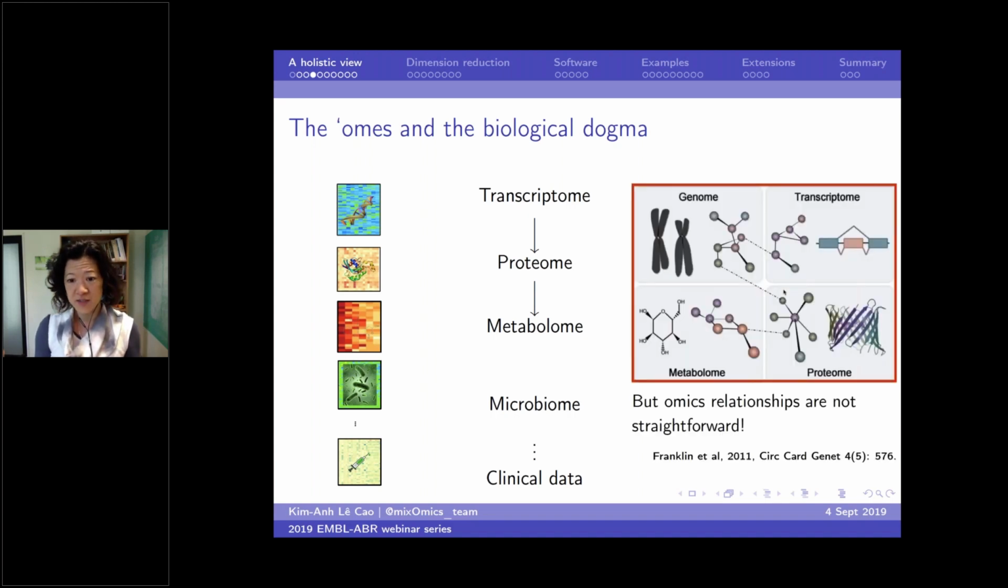But the problem is that, in fact, the relationship between all these omics data is not linear and it's not straightforward. We know, for example, that transcription factors have an effect on the transcripts. And so looking at those data types altogether is challenging.